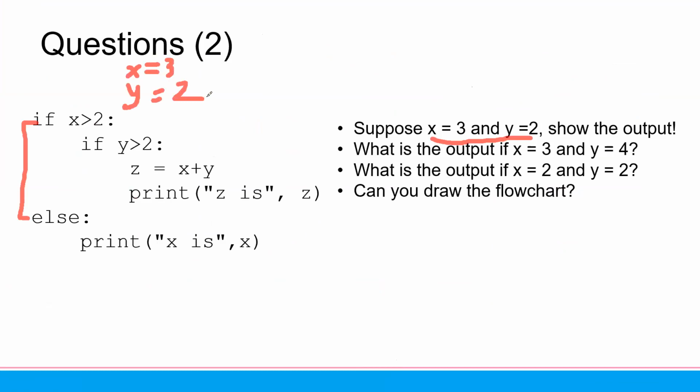What is the result? X is 2, x is higher than 2? Yes. Y is higher than 2? No. Then there is no else. What happened?